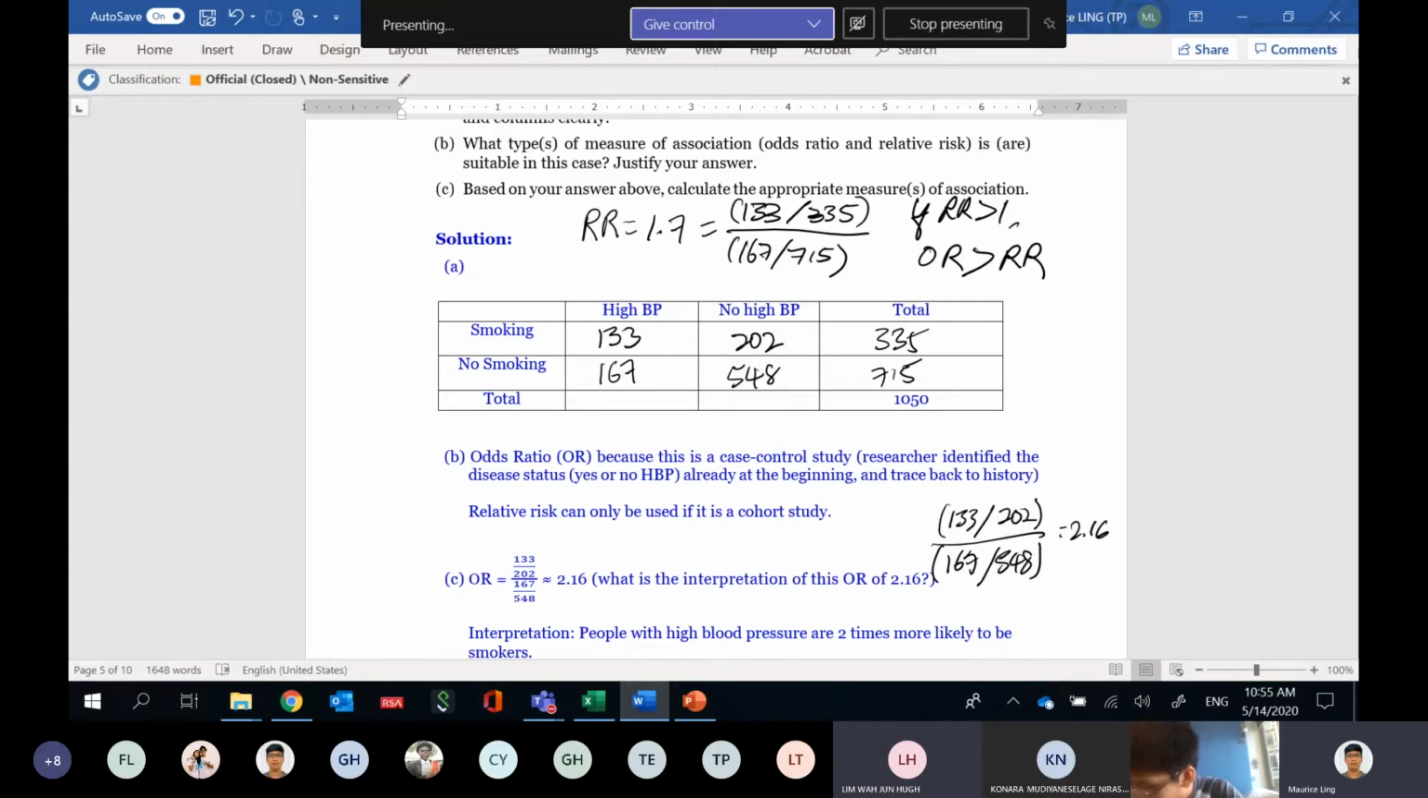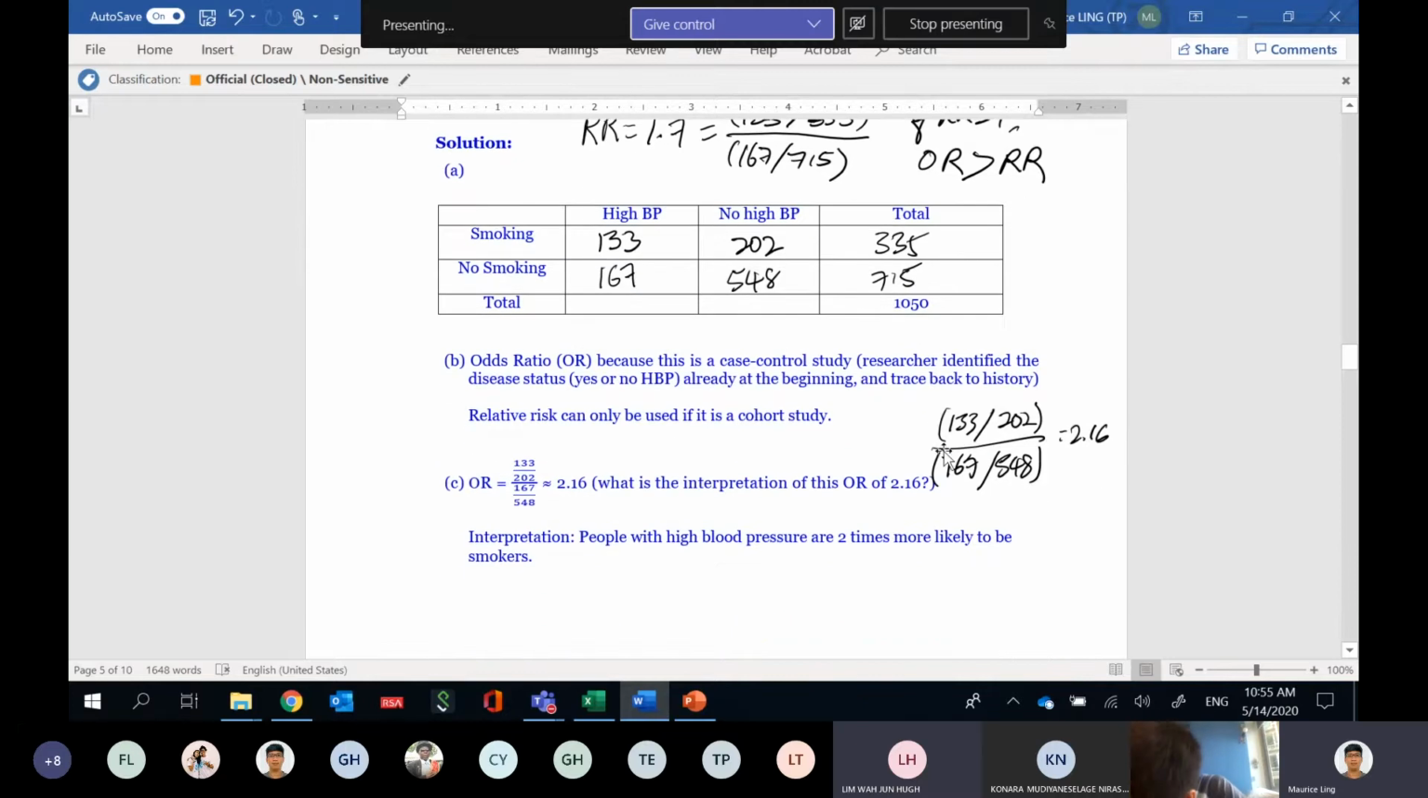Make sense? Yes. Okay, all right. So in this case, it means that people who are smoking have about 2 times the risk of having high blood pressure. They are more likely to have it. That's what it's trying to say. You'll find that in a lot of research papers, they will calculate both relative risk and odds ratio, because they seem to be like the boundary. Relative risk is a bit underestimating, odds ratio is a bit overestimating. So it's the boundary.